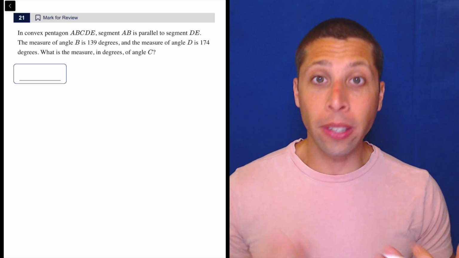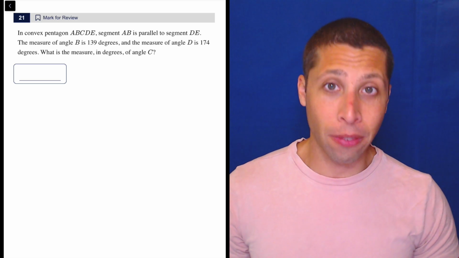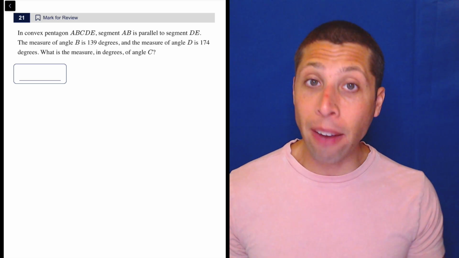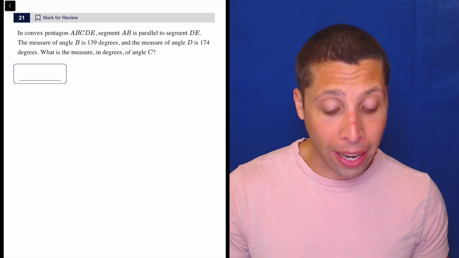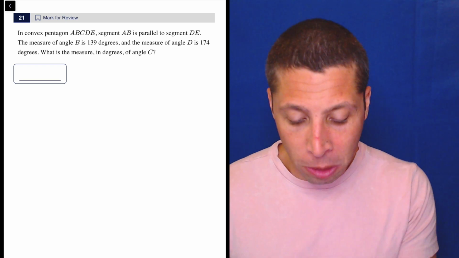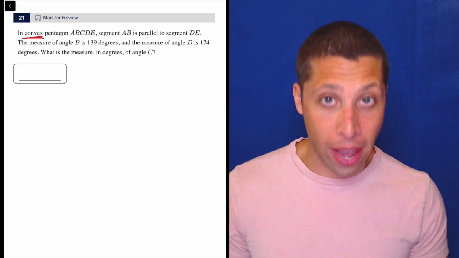But this is definitely a kind of question we need if we want to get a 750 plus on the actual SAT. They will give us things like this that we've never seen before, and some of you are going to panic. But if we just follow the instructions, it's not so bad. The hardest word here, especially if English is not your first language, is convex.